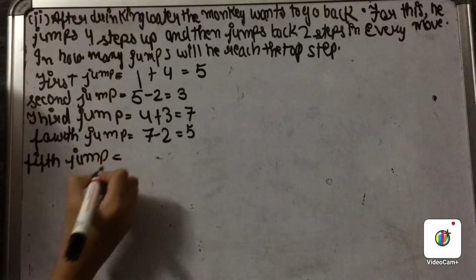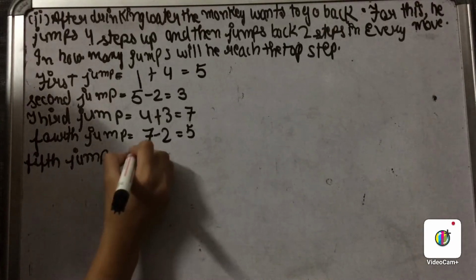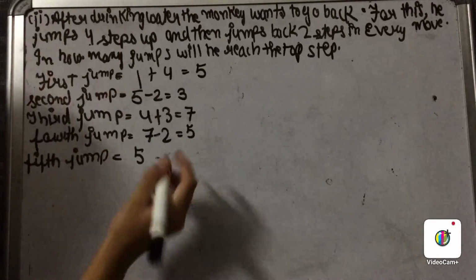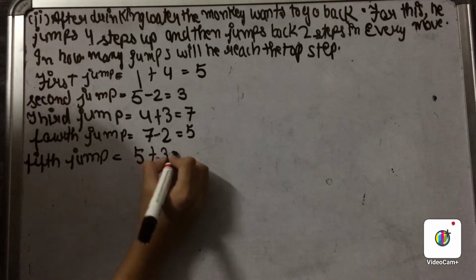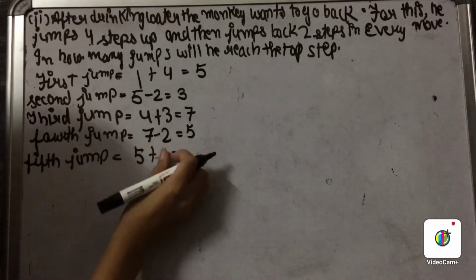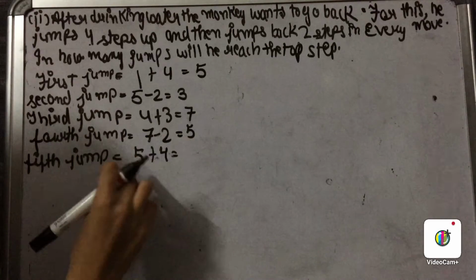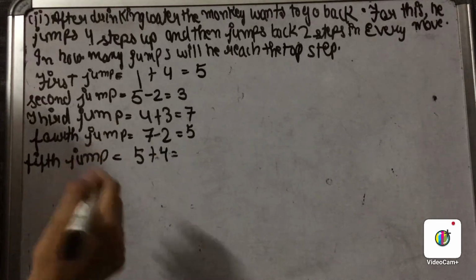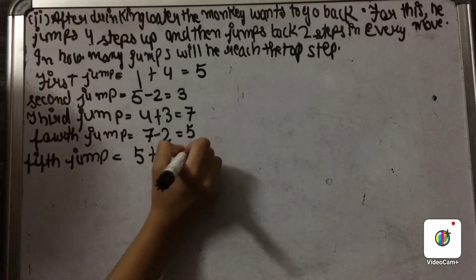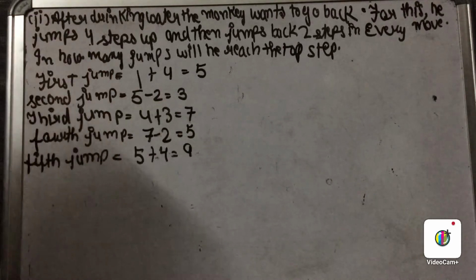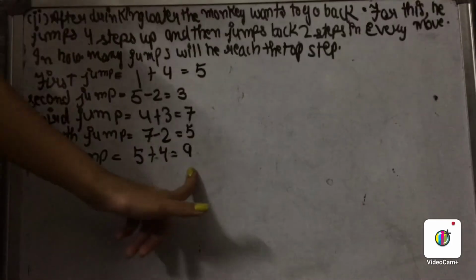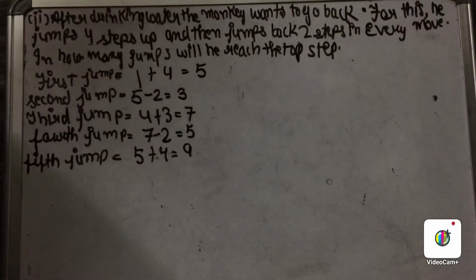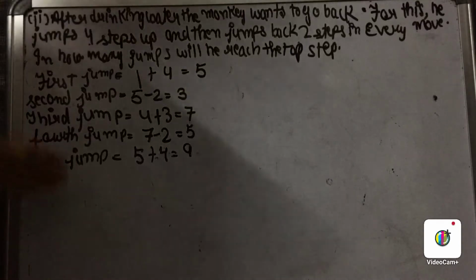It was a little tiring day for the monkey. So now we would add 4 because he moves 4 steps forward. Oh sorry, not 3, it is 4. So now what is 5 plus 4? 5 plus 4 is 9. So now he reaches the top step. It means the 9th step in the 5th jump.